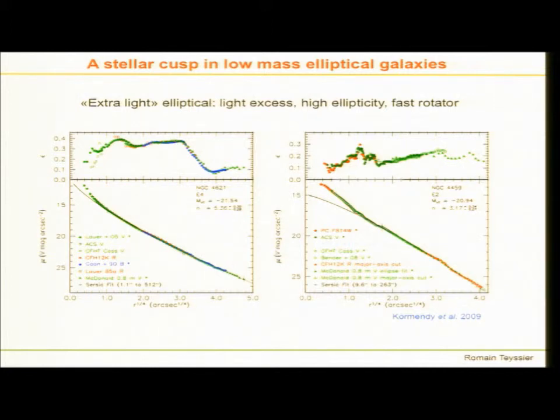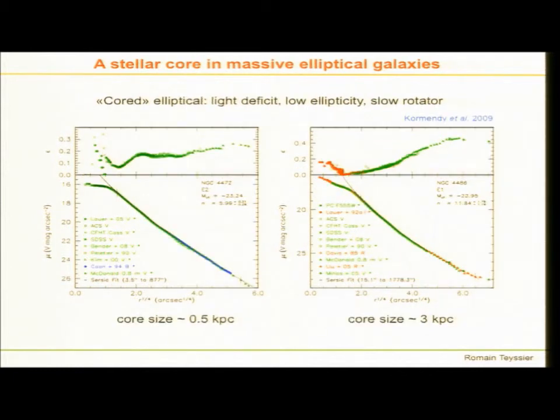So just to give you another example, from a paper by Corbin et al. This is a small mass elliptical galaxy where you see this cuspy profile in the center, which actually has an excess of light compared to the de Vaucouleurs profile. And then the large ellipticals, which show very well-defined cores, for which the size goes from half a kpc for this one, up to 3 kpc in the case of M87. And here you don't really have a core, you have like a broken power law.